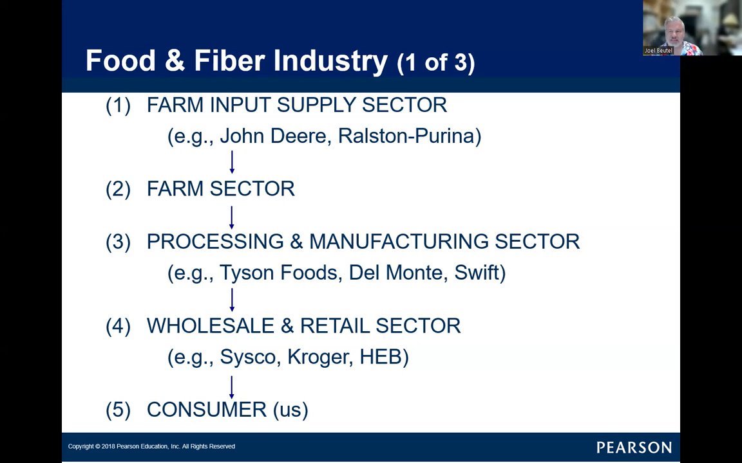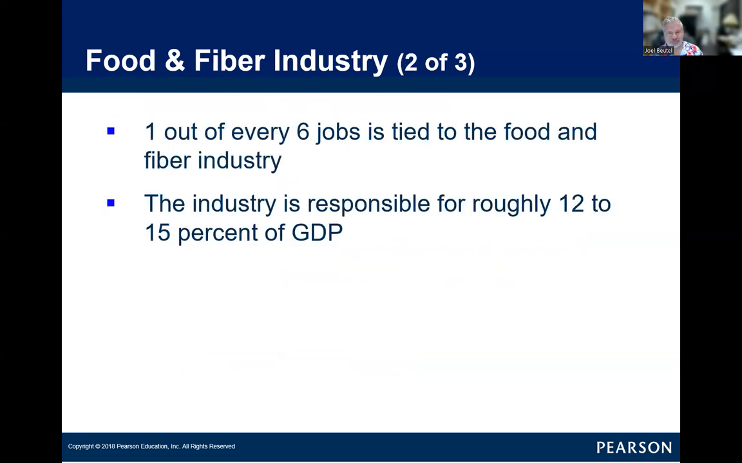And then we're looking at our processing and manufacturing sector. Here we're looking at Tyson Foods, which is a little bit of a hard one because most of their farms are contract, but I believe they actually have some independent. No, I think it's all contracted out anyway. Del Monte, Swift, right? These are the groups that take the produce, take the goods from the farm sector and make it so that it's sellable to the wholesale and retail sector. There we're looking at our Sysco, our Kroger, HEB. I don't know where HEB's located, but for us out here, maybe Safeway we think about. And then it all ends up with the consumer for us.